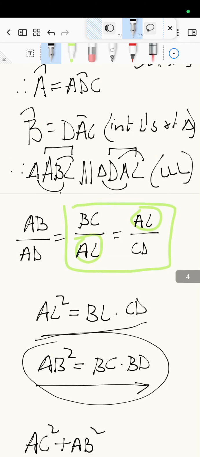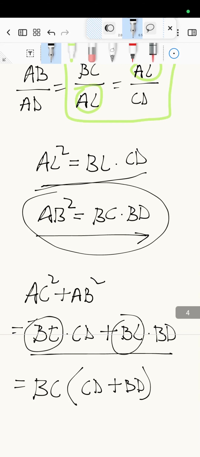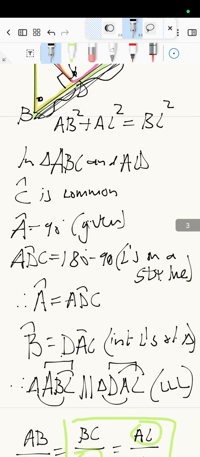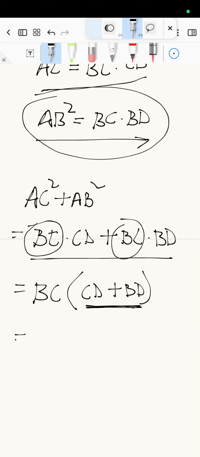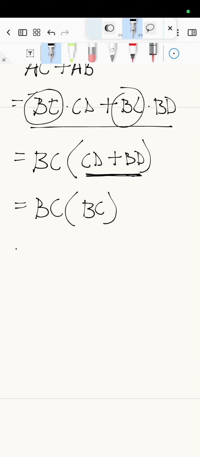Now when we look back at our picture, BD plus CD makes up BC. So we're going to replace this bracket with BC. Why? Because CD plus BD, back to our picture, ends up equaling BC. And that is equal to BC squared.